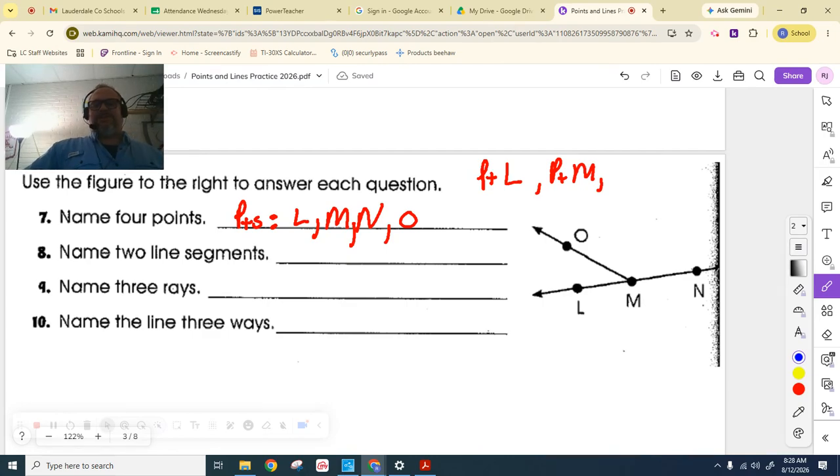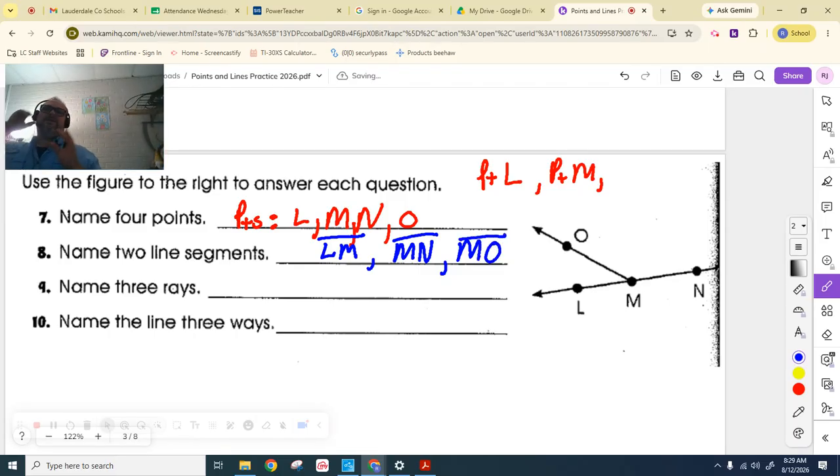So, name 2 line segments. All right, there's more than 2. Okay, here it is. So, I got that wrong. Wait, VS. I got that right. VS. Now, as long as you have 2 of those 3, and it's labeled like I have it labeled. Okay? Cool. Got it.